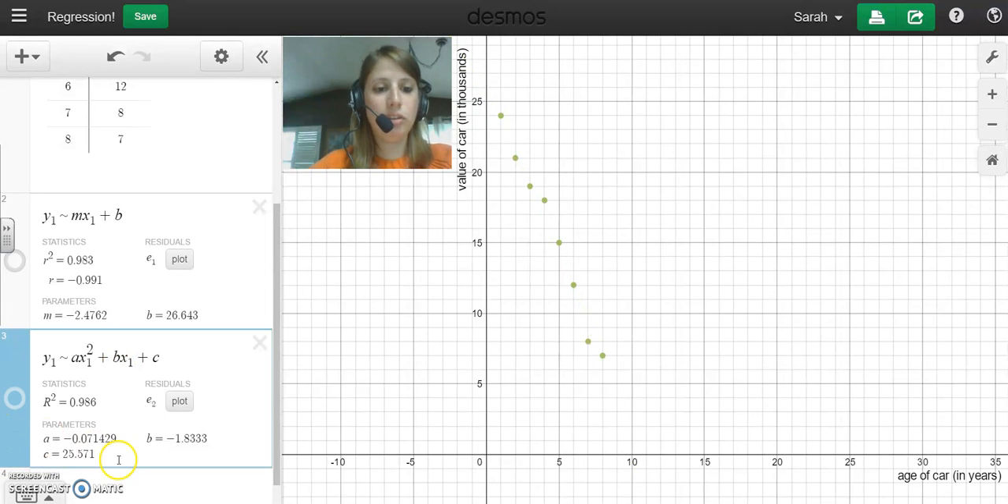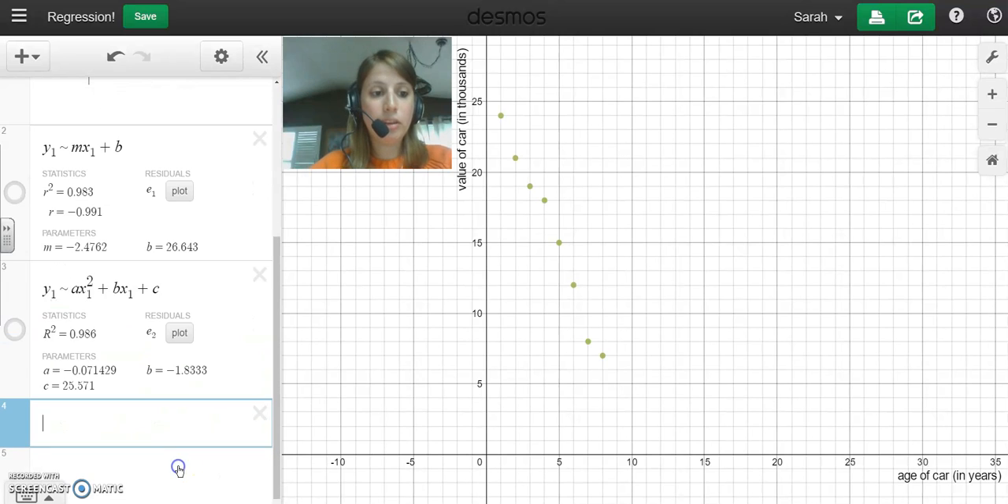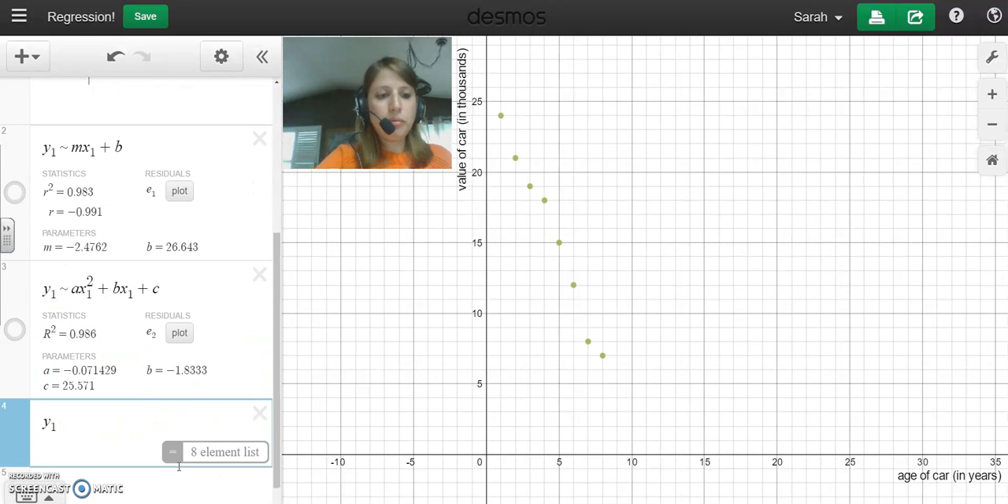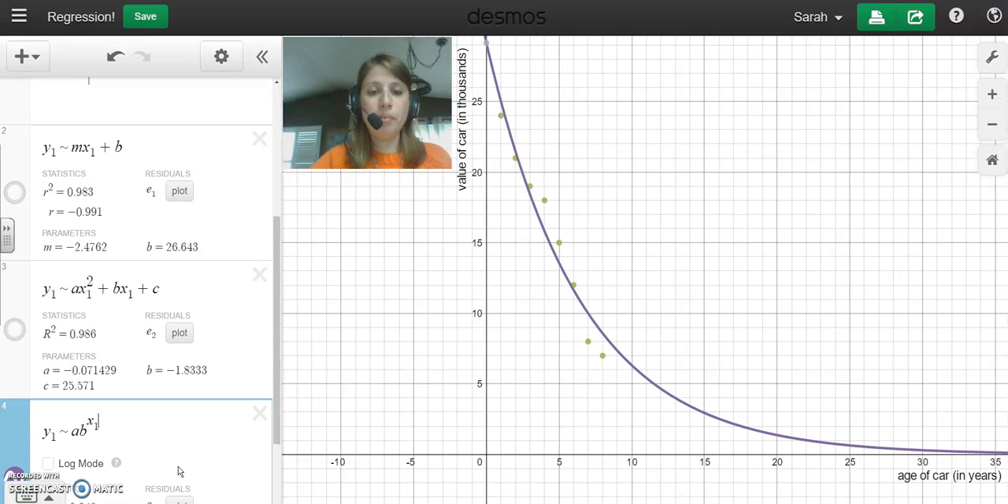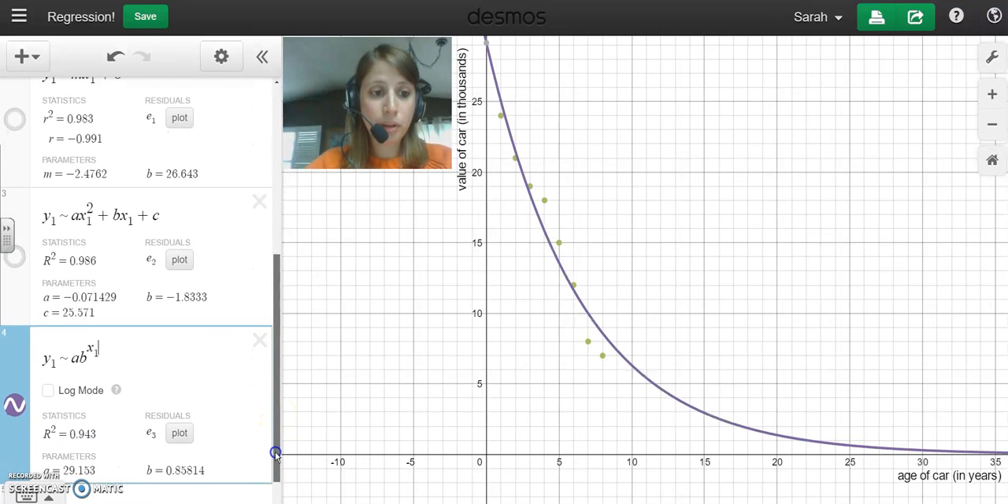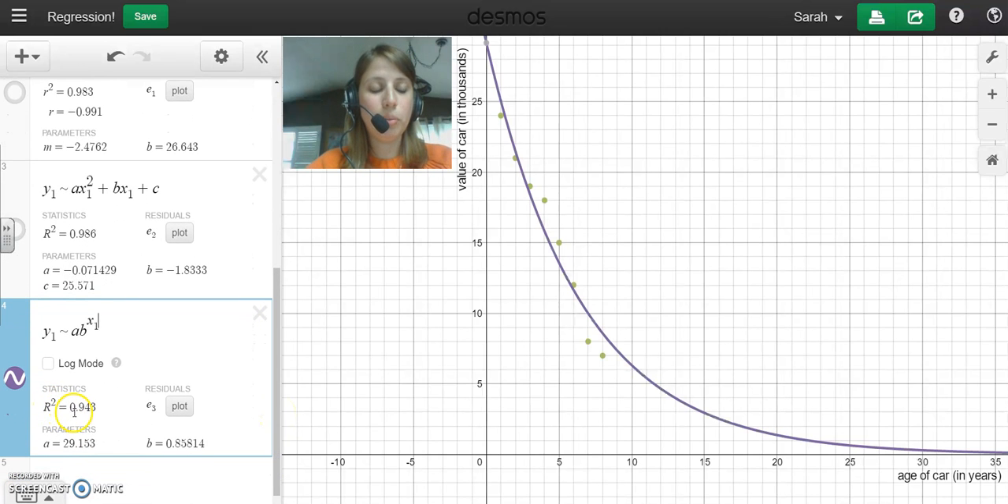So we can hide this and scroll down a little and say, does y1 relate to x1 in our standard exponential function, which would be a times b to the x1 power? And here we see our exponential function of best fit with an r-squared value of 0.943. Again, a strong relationship with the exponential regression. Not as strong as the others, but still very strong, and we can see how this exponential function fits our data.